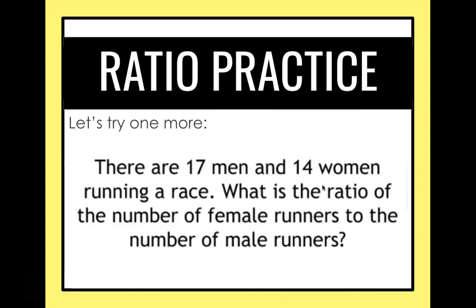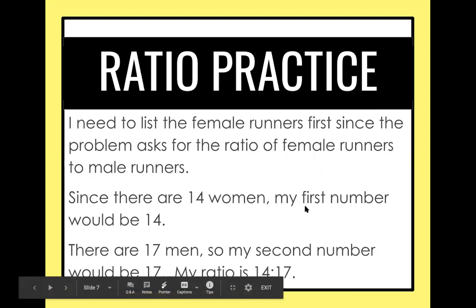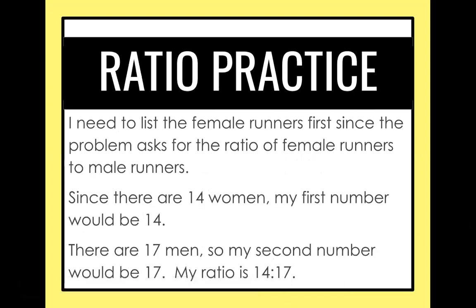So if I look back, there are 14 women. My first number should be 14. There are 17 men, so my second number would be 17. So my ratio is 14 to 17. And I could write that as a fraction also, as 14 over 17, or 14/17.